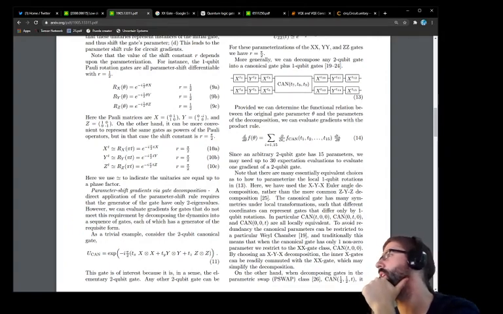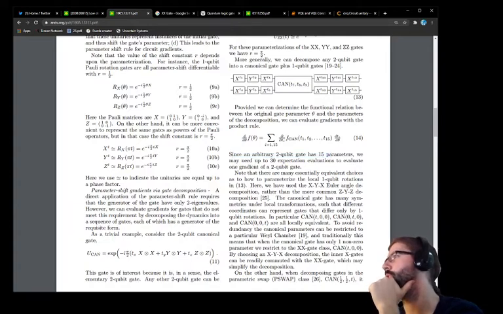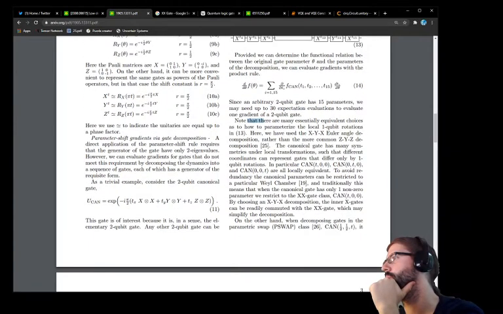Okay, that I can. Since an arbitrary two-qubit gate has 15 parameters, we may need up to 30 expectation evaluations to evaluate one gradient of a two-qubit gate. Note that there are many essentially equivalent choices as to how to parameterize the local 1-qubit rotations. We use the x, y, x Euler angle decomposition rather than the more common z, y, z.